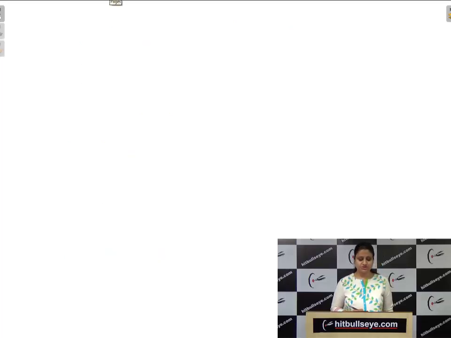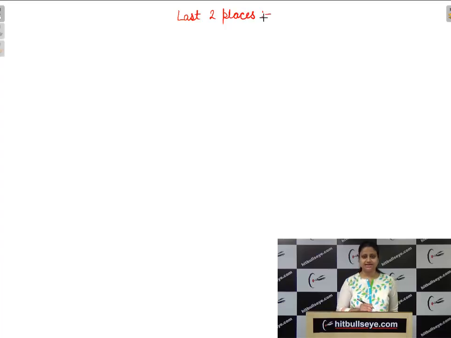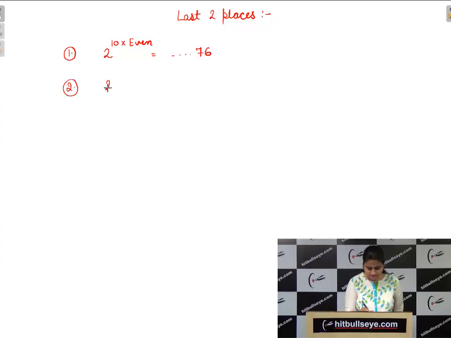Now come to the next concept, which is known as last two places. Now we will try to find the tens place as well. Before coming to questions, let us write some shortcuts. Whenever you have 2 raised to power 10 into an even number, it will always end in 76. Second shortcut, whenever you have 2 raised to power 10 into an odd number, it will always end in 24.